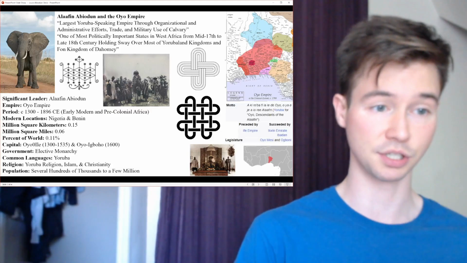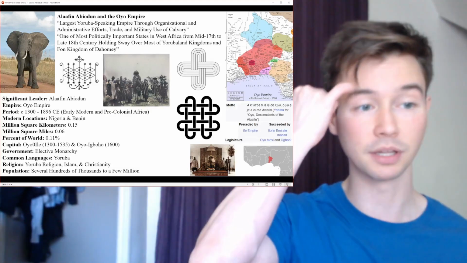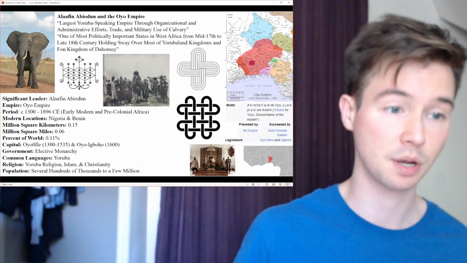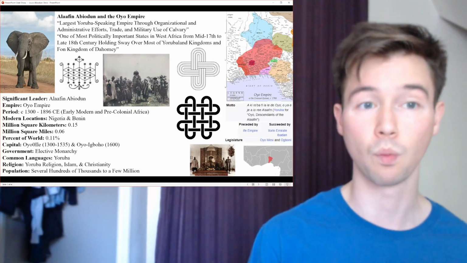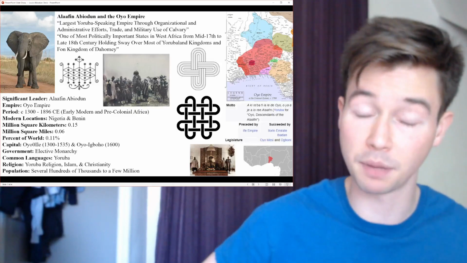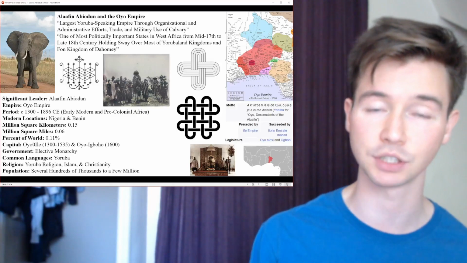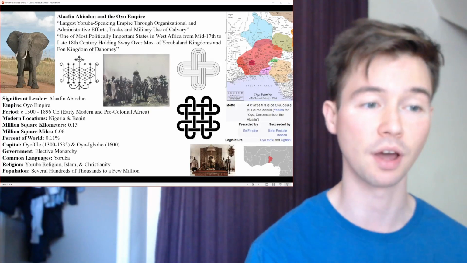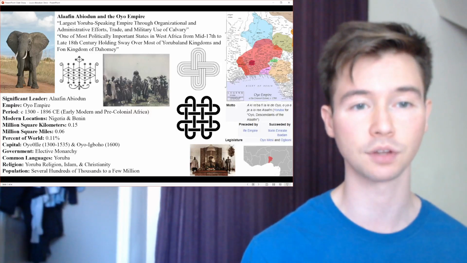Million square kilometers is 0.15. Equivalent in million square kilometers would be 0.06%. Of the world, it would be 0.11%. So maybe a little bit smaller in comparison to the largest empires we covered. The average is 1.14, but nonetheless, it's still on the list of largest empires.